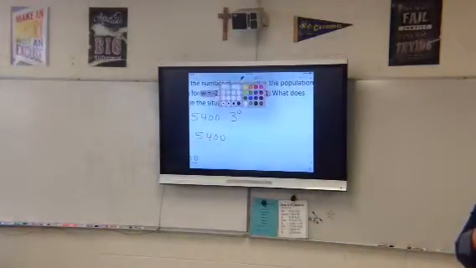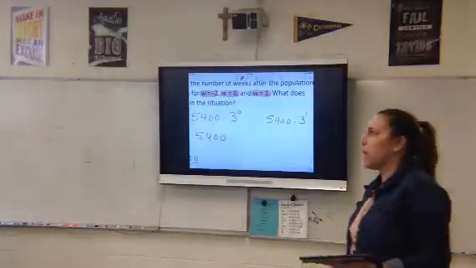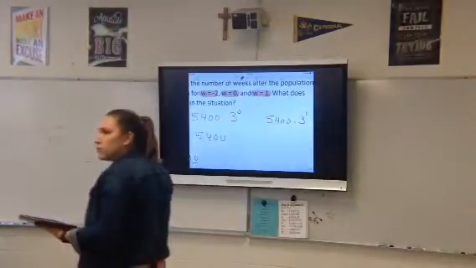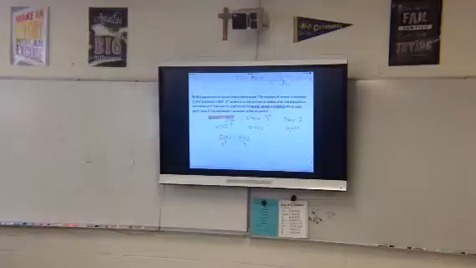The next one here, we're going to plug in a 1. So we've got 5,400 times 3 to the 1st, which in reality is just times 3, since 3 to the 1st is the same thing. Sam, what did we get there? 16,200.